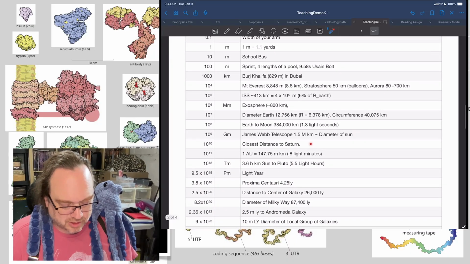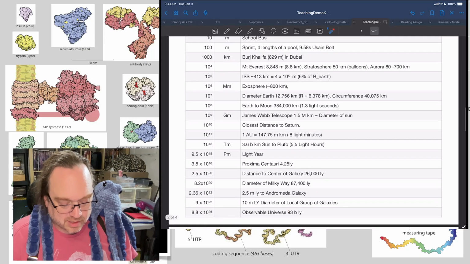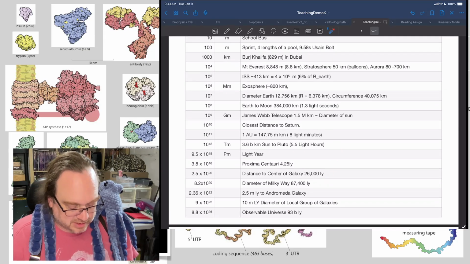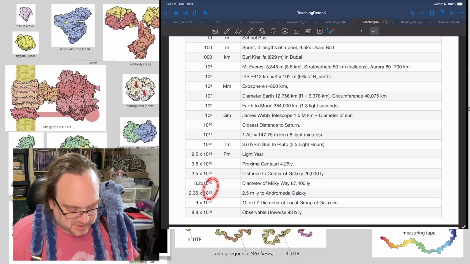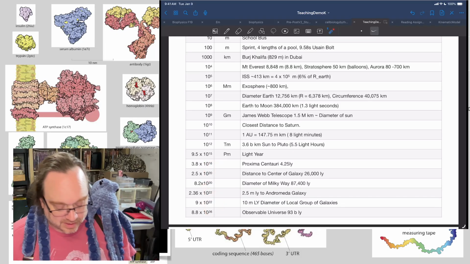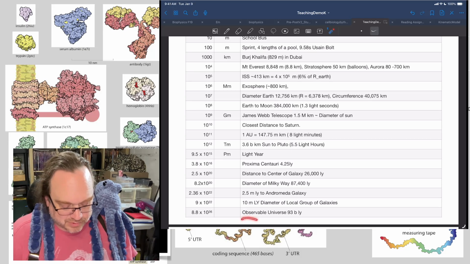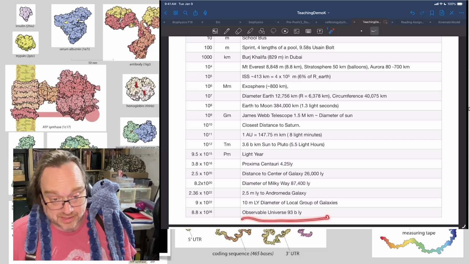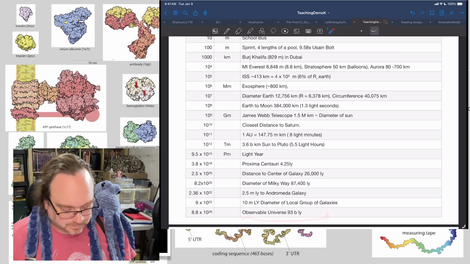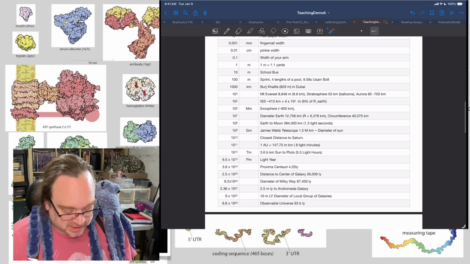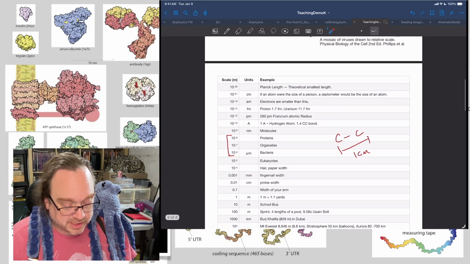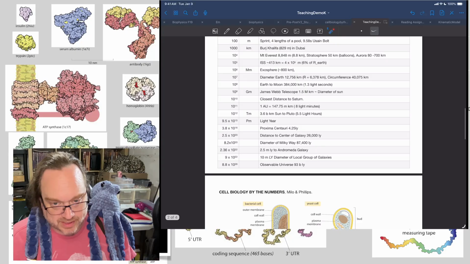James Webb Telescope, closest distance to Saturn, 1 astronomical unit, on and on and on and on, until suddenly I'm jumping by powers of 4, powers of 2, powers of 4, right? It's huge. And the observable universe is about 93 billion light years. So all in all, as far as we know, everything in our universe spans 61 decades of those powers.